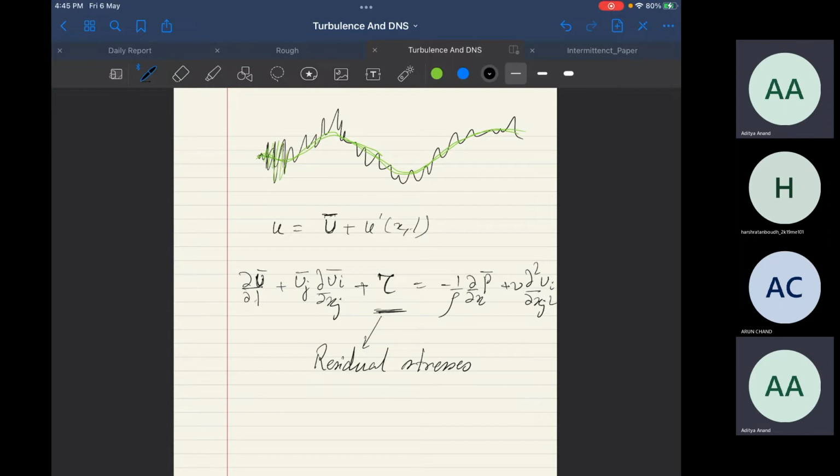So we are solving for ui, and we use a model for this term here, tau ij. So how is this done? Okay, so this residual stress has this form.